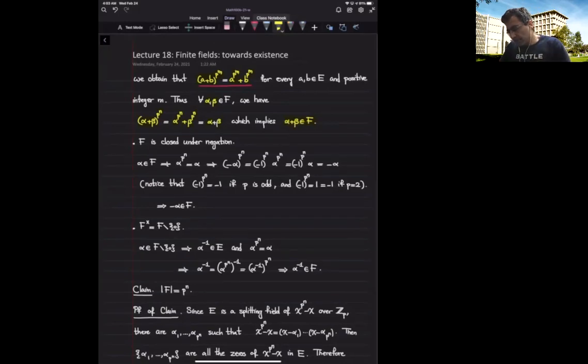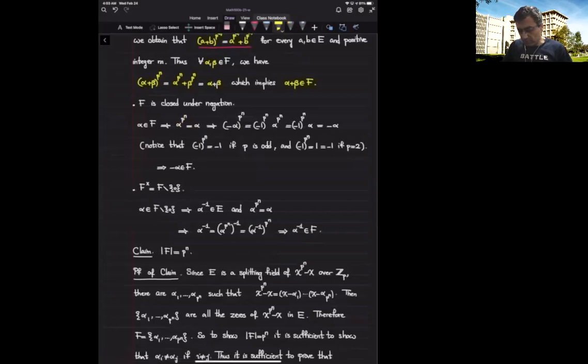Now, why is it closed under negation? Suppose alpha is inside F, which means alpha raised to the power p to the n is alpha. Now you look at negative alpha raised to the power p to the n. Negative alpha raised to the power p to the n is negative 1 raised to the power p to the n times alpha raised to the power p to the n.